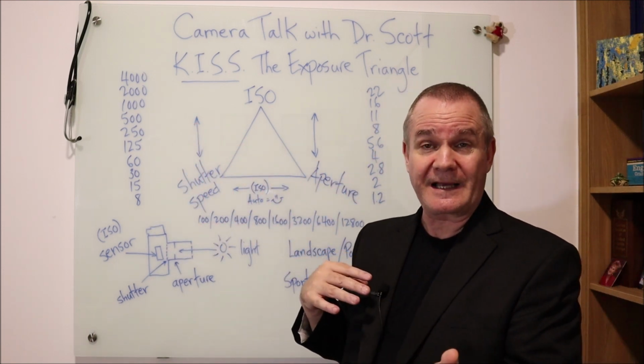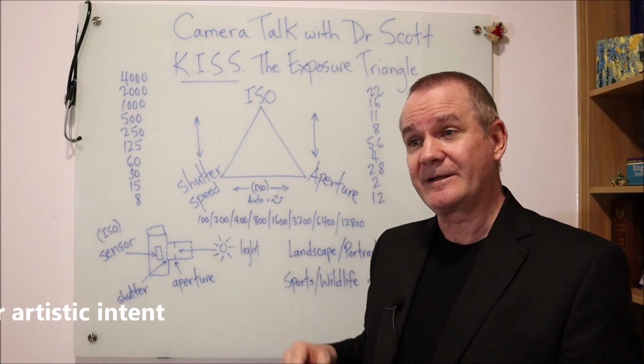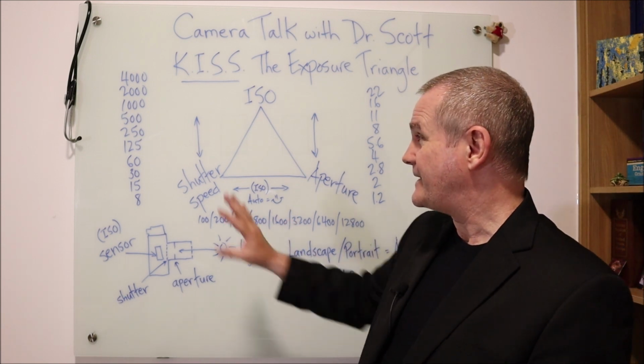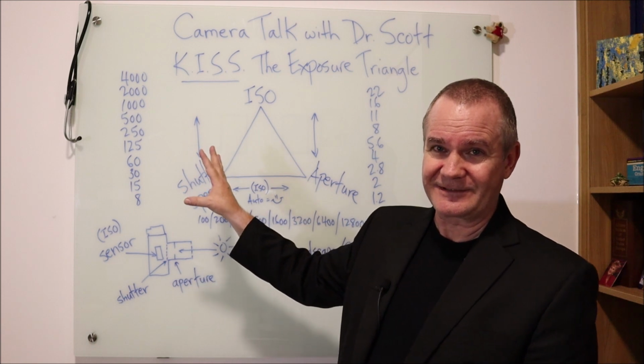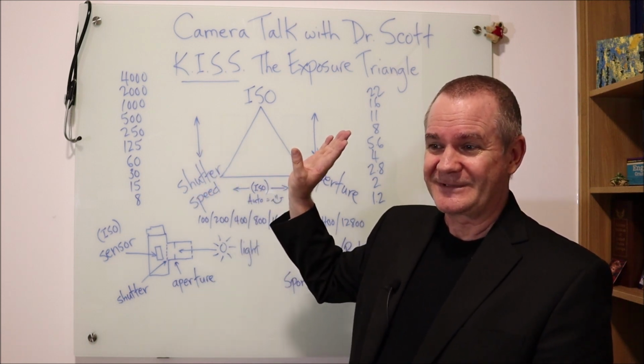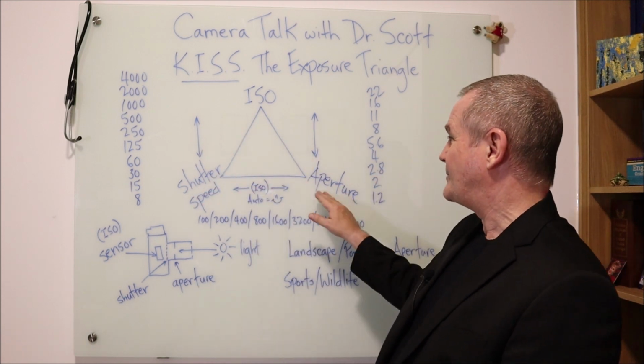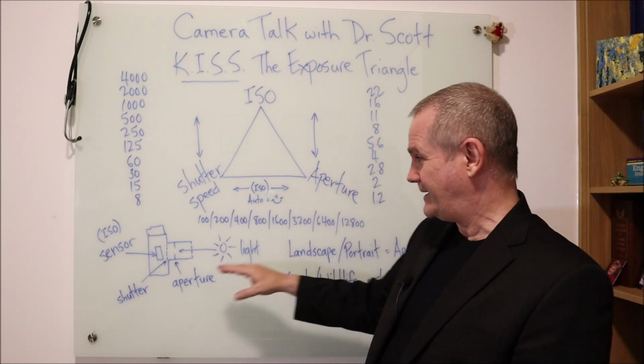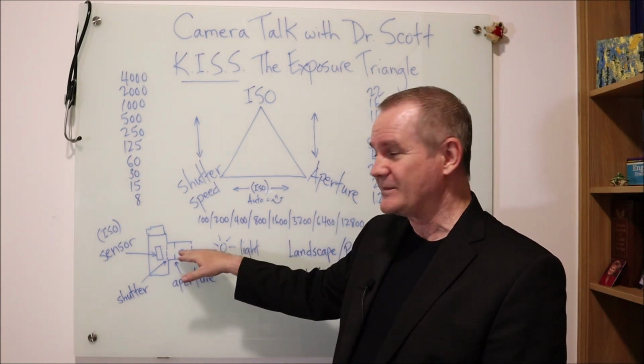Now, of course, that could be accidental or it could be on purpose, depending on the nature of your photograph. So that's shutter speed. Again, I'm just going to keep this simple, give you an idea of how this works. Aperture is again looking here as the light comes into the lens.